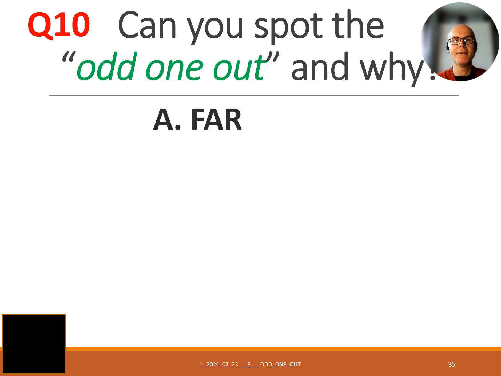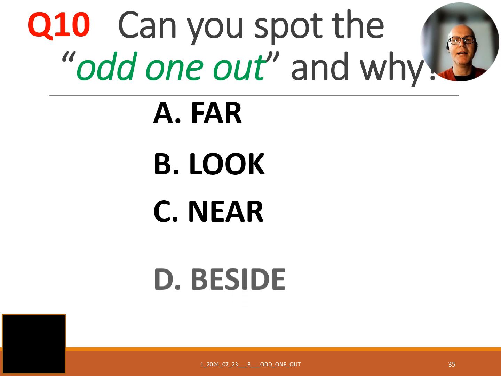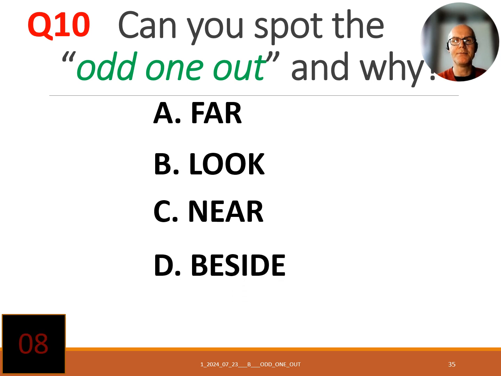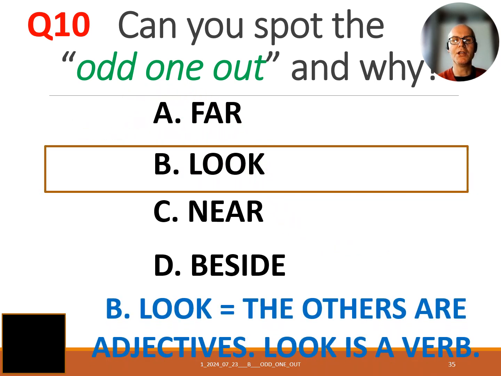Question 10. Far, look, near and beside. What's the odd one out from these 4 words? It's look, because look is a verb. The other 3 are adjectives. In particular, they are prepositions.